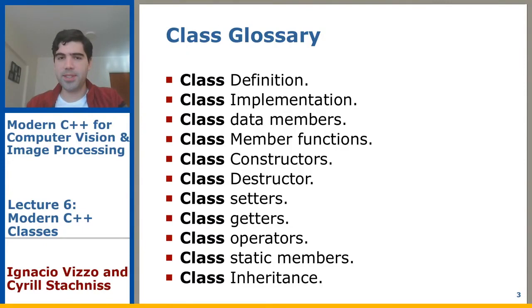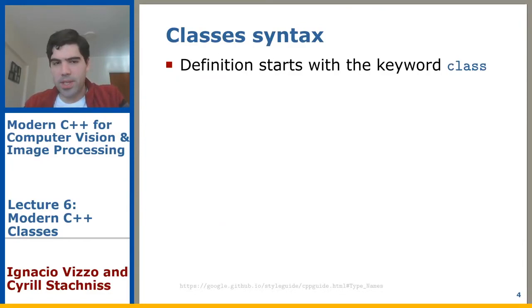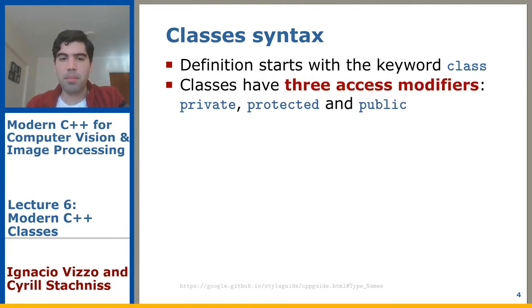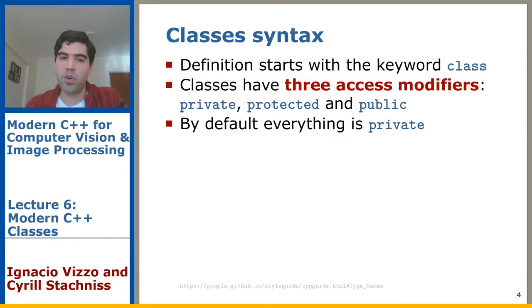So the syntax is quite easy actually. The definition will start with the keyword class, and then classes have three access modifiers: private, protected, and public. Wherever is public can be accessed by any other part of the program. Wherever is private cannot be accessed outside the class. And we will probably see some examples in the homeworks. By default, everything is private unless you specify.